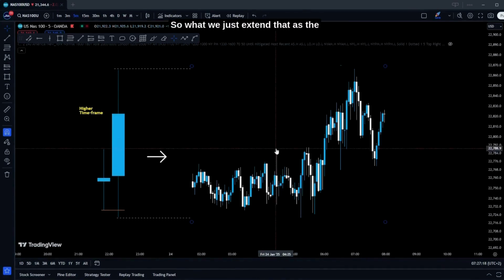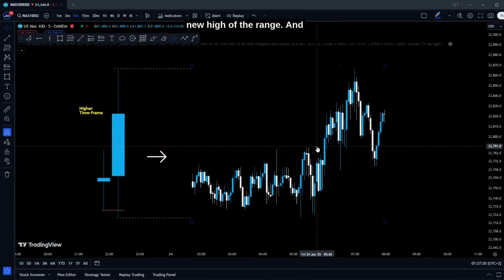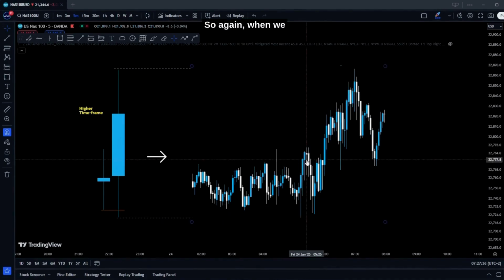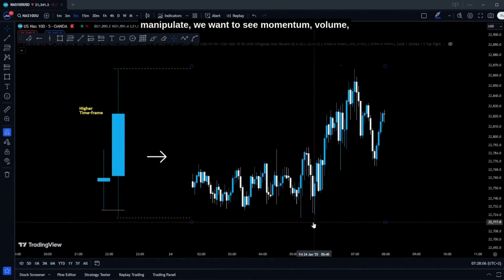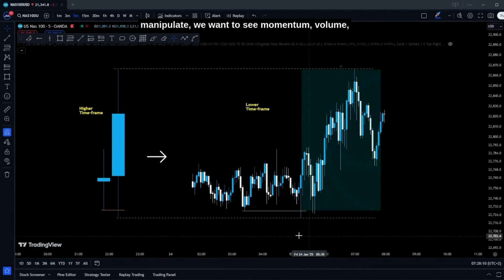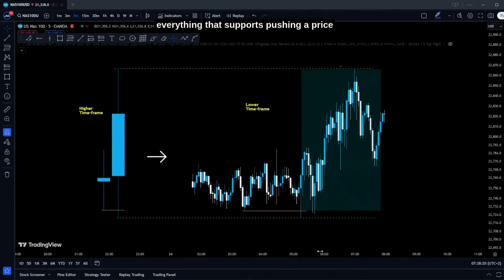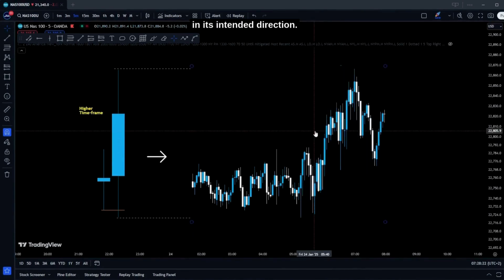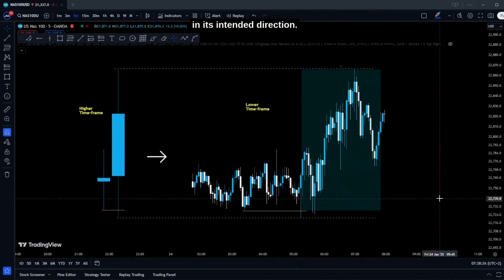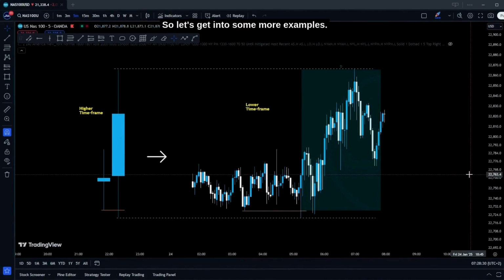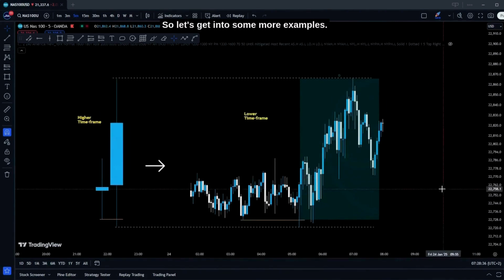So we just extend that as the new high of the range, and we keep waiting until we do see a valid manipulation. So again, when we manipulate, we want to see momentum, volume, we want to see fair value gaps, we want to see everything that supports pushing price in its intended direction. And so that's why this one is not a valid manipulation. So let's get into some more examples.